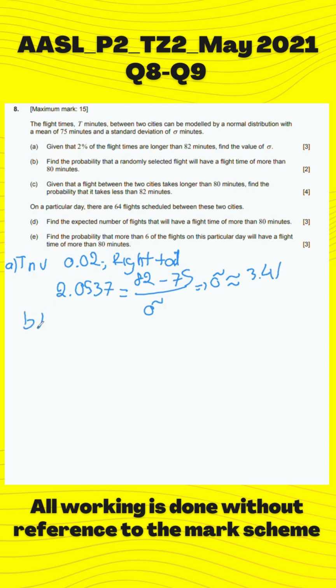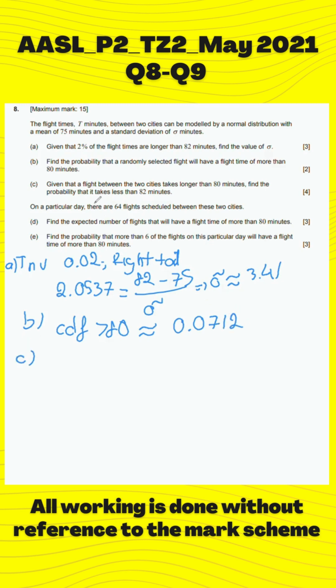Okay, B, find the probability that it's more than 80. So we will use CDF more than 80. So the lower bound will be 80. The mean is 75. The standard deviation is 3.41. We have the probability nearly 0.0712, correct to 3 significant figures.